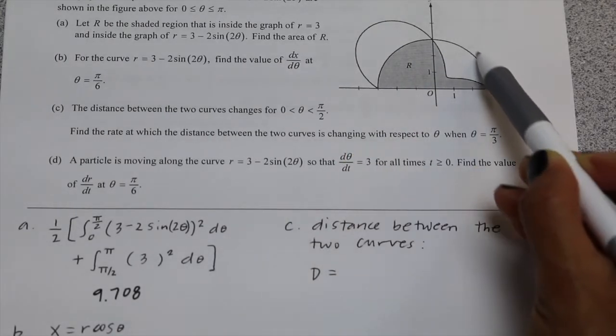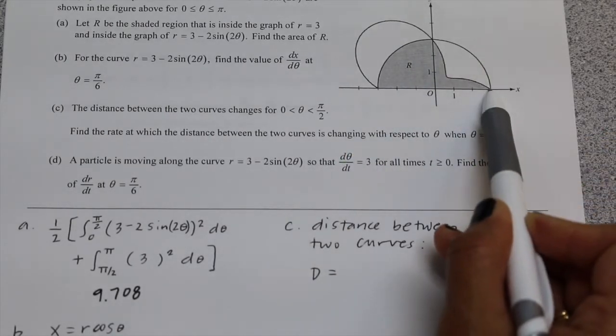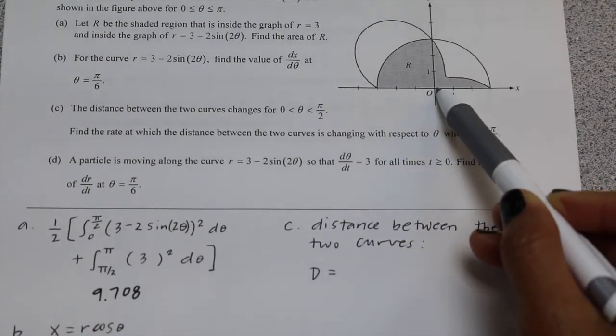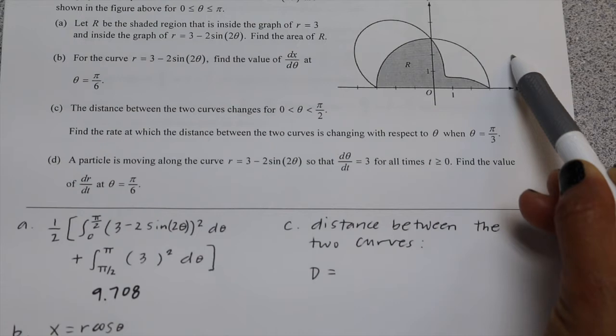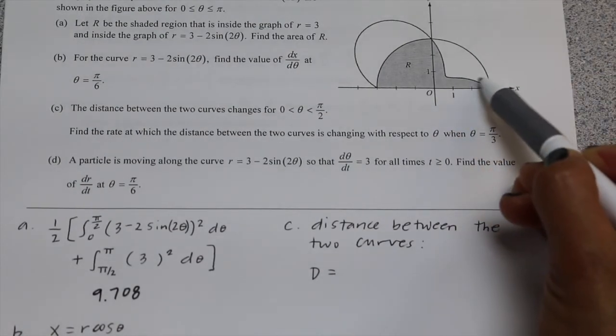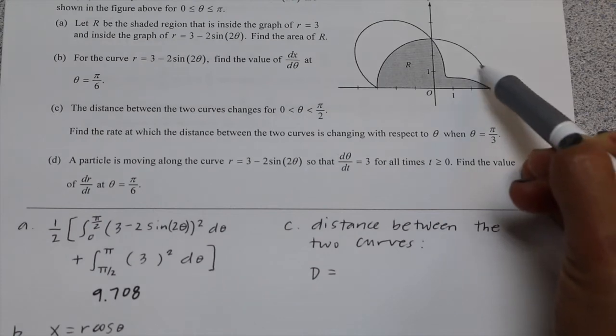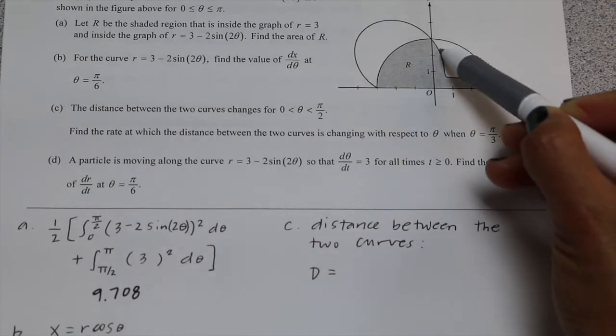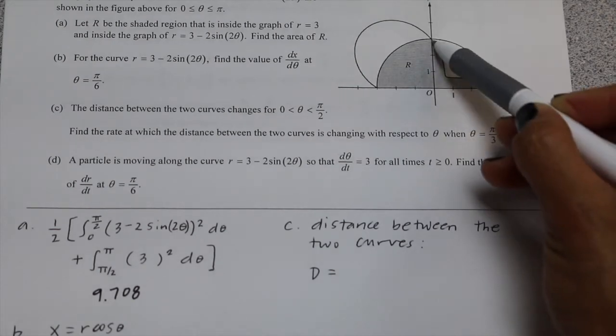So you can see here's your curve r equals 3, and then here's the curve 3 minus 2 sine of 2 theta. And when you think about starting at 0 and then rotating out an angle, you can see that the distance in between the two curves starts off small, and then the distance between them gets larger right here, and then the distance gets smaller as you get closer and closer to pi over 2.